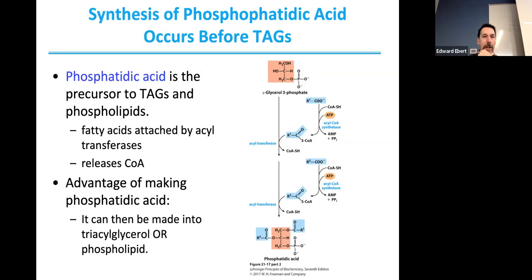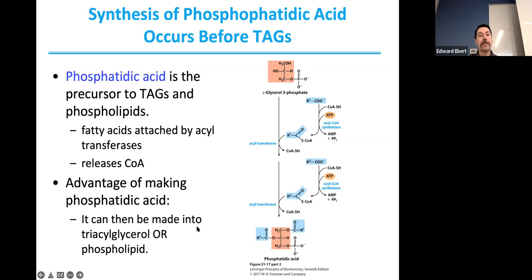All right. So what we do first is we make phosphatidic acid. That's our first component, and we make that before we make other triacylglycerols. What we're essentially doing is taking this phosphorylated glycerol and attaching two fatty acids to it, carbon 1, carbon 2. And you can see here's our acyl-CoA synthetase, attaching those on there. Here we have our two R groups, our fatty acid chains. And what we get is a phosphatidic acid.